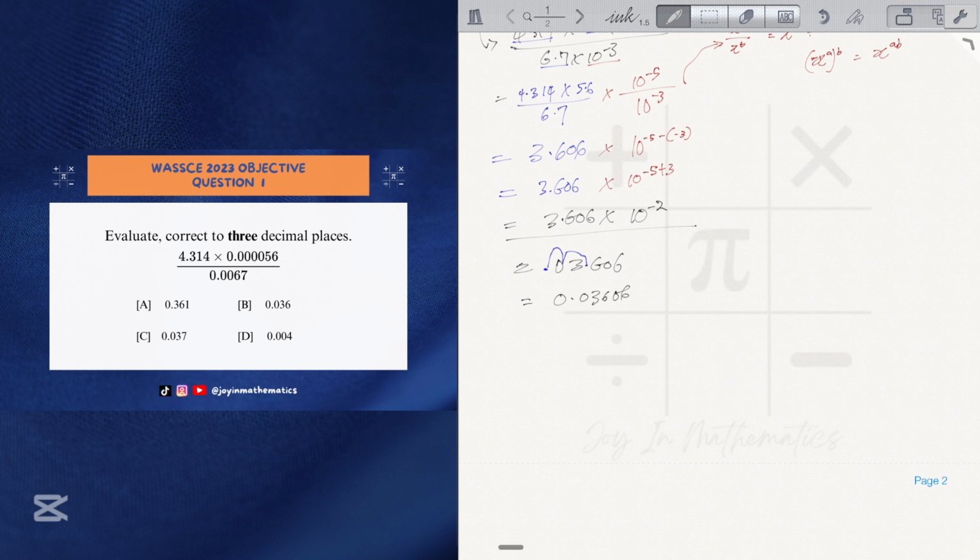Now if you look, the question says evaluate correct to 3 decimal places. So in 3 decimal places, let's simplify or approximate. So we have 0.036 because the last value here is 0, and this is equivalent to option B. Remember, 3 decimal places.